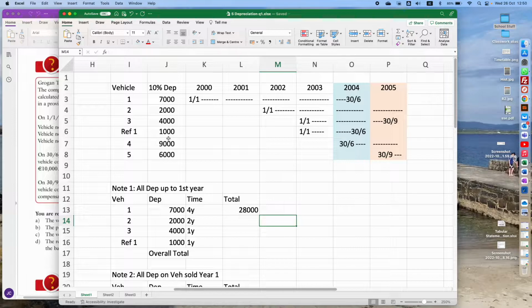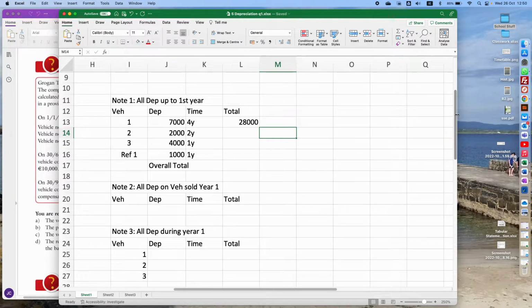I have the annual depreciation, in this case 10%, and I've drawn a timeline. For me, and I know Shane disagrees, I find it easier to work out the time periods when I'm doing my rough work. So I'm going to go through the rough work for all 5 of them now.